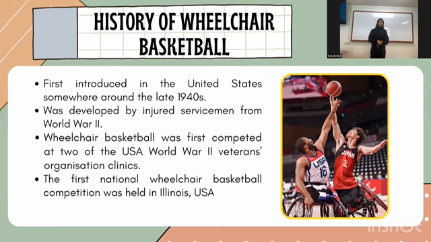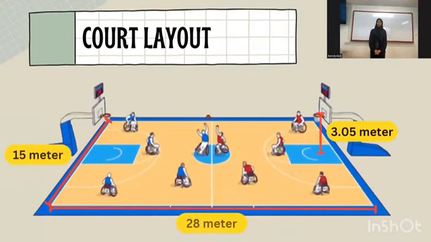Wheelchair basketball was first competed at two of the USA World War II Veterans Organization clinics. The first national wheelchair basketball competition was held in Illinois, USA, in 1949. Around the same time, the National Wheelchair Basketball Association was formed in the USA. Next, so now I will pass to the next presenter.